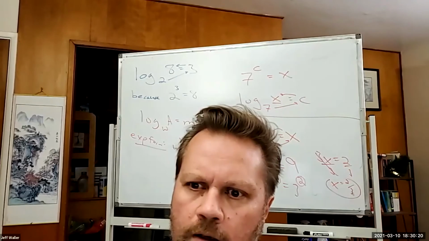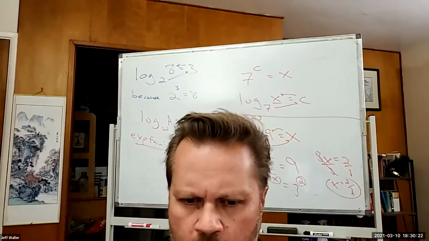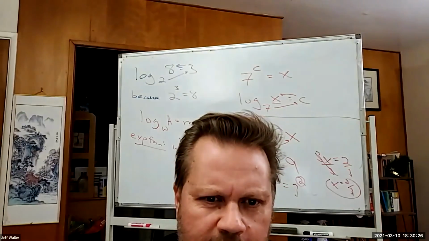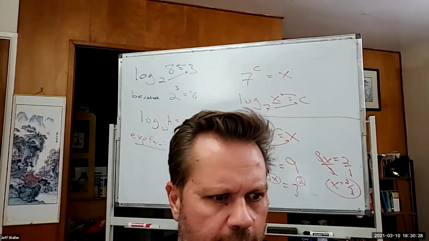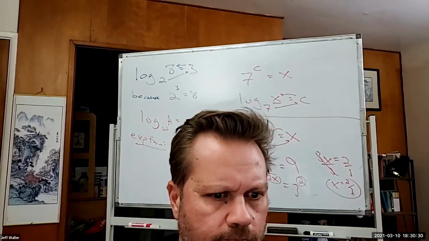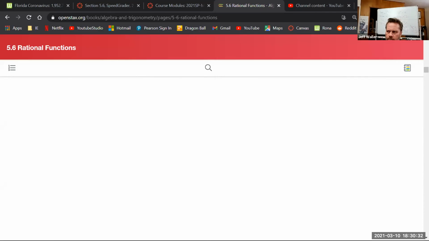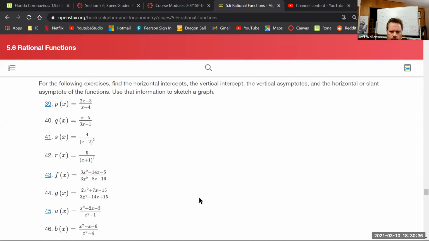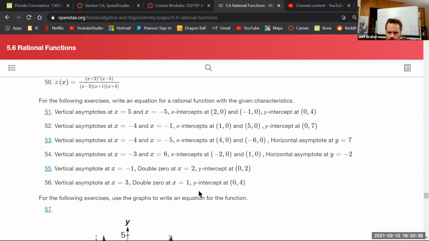I have a question for section 5.6, question 51. Let's see, 5.6. Okay. 51? Yeah. I found the numerator and denominator, but still, when I tried graphing it, it didn't match with the intercepts. All right, so let me see.